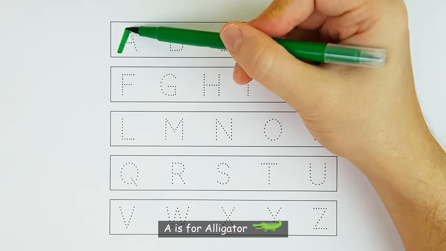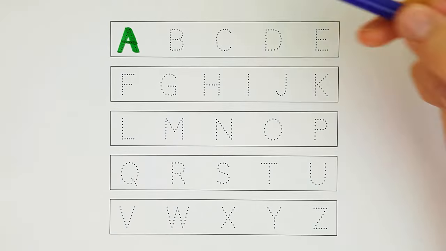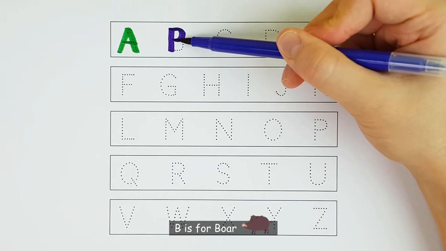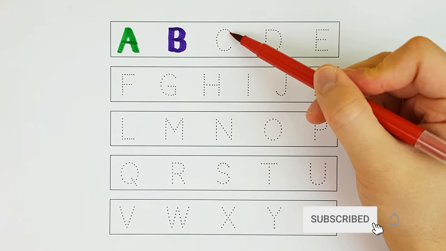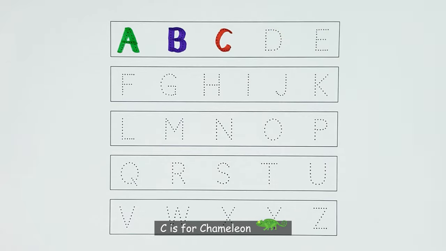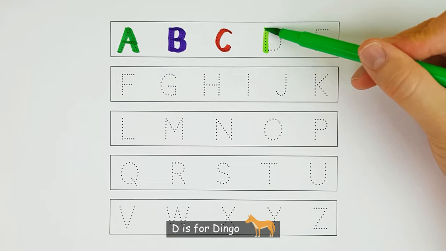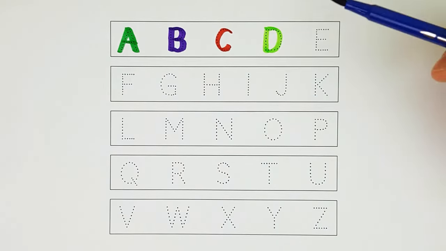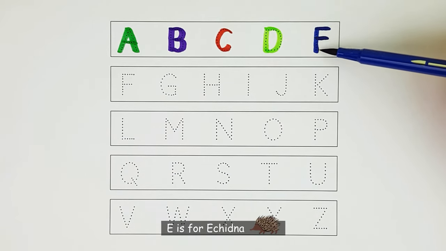A. A is for alligator. A. B. B is for ball. B. C. C is for chameleon. C. D. D is for dingo. D. E. E is for echidna.